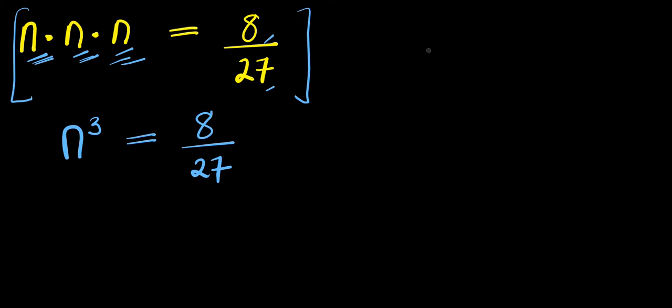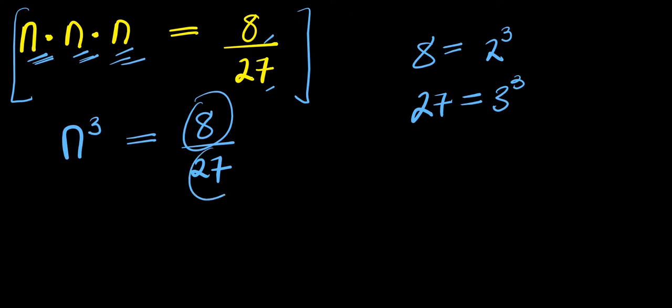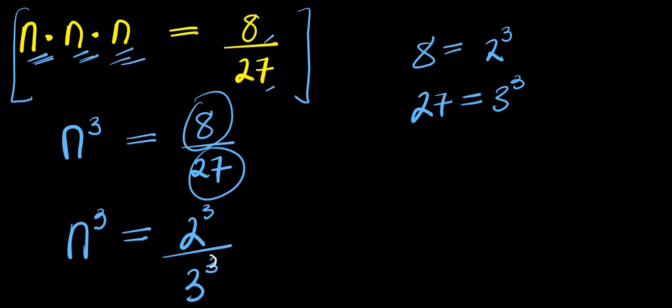Now, don't forget the fact that 8, we can express it as 2 to the power of 3. And for 27, we can express it as 3 to the power of 3. So we replace those values here. We have n power 3 equals 8, which is 2 to the power of 3, divided by 27, which is 3 to the power of 3.